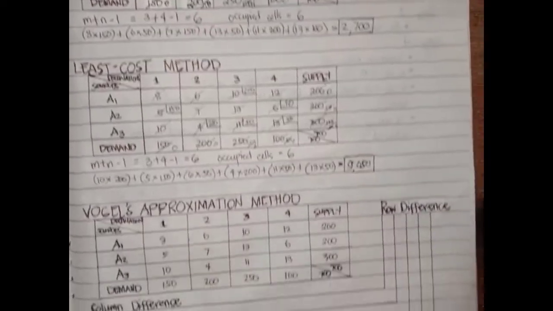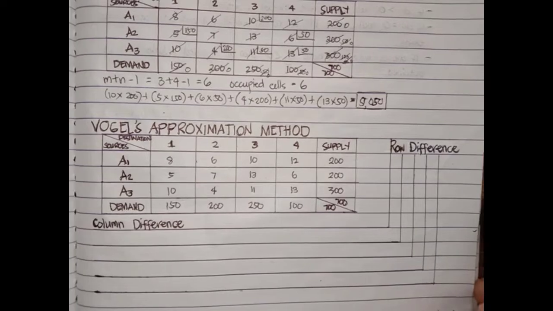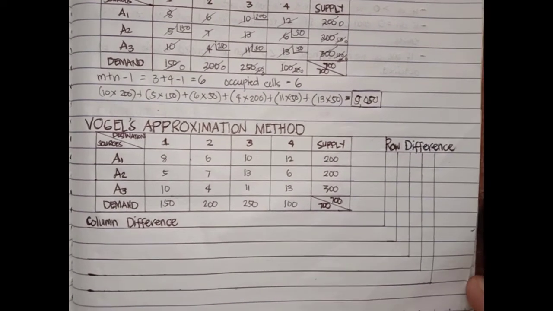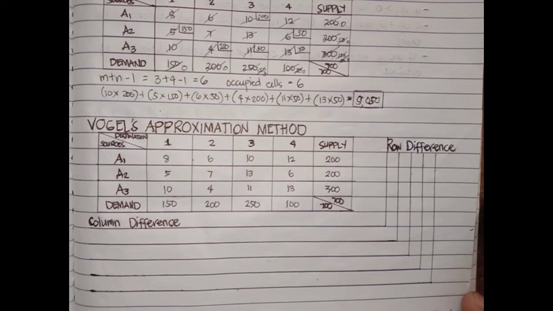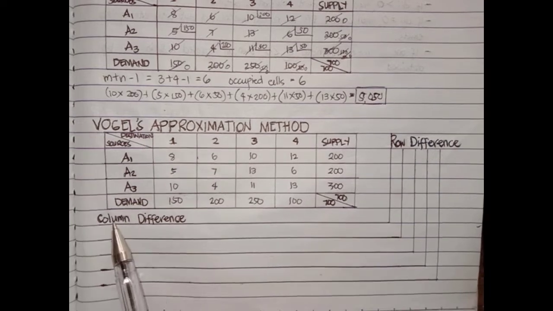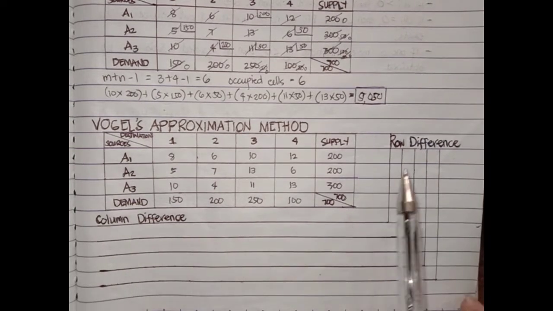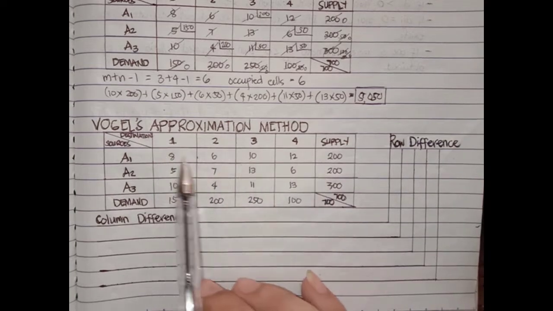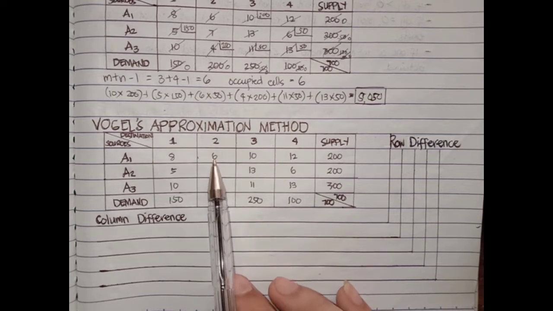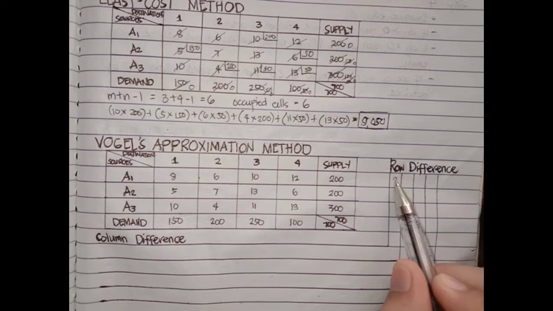So now let's proceed with the Vogel's approximation method. As you can see, it's quite tricky here in this method, but we will start with the explanation. So this is the row difference and the column difference. It's very easy to get the row difference and the column difference. In this row, we will just get the smallest value and the second smallest value. We'll get their difference. So 8 minus 6 is equal to 2. So we have here 2.